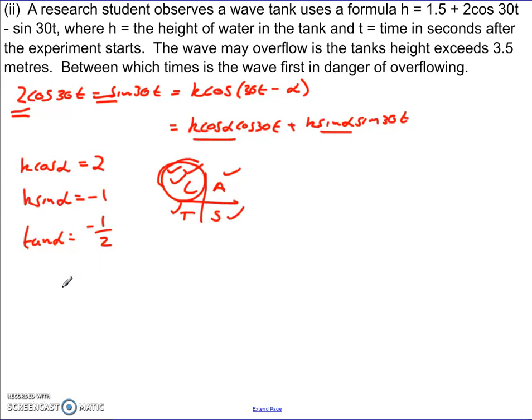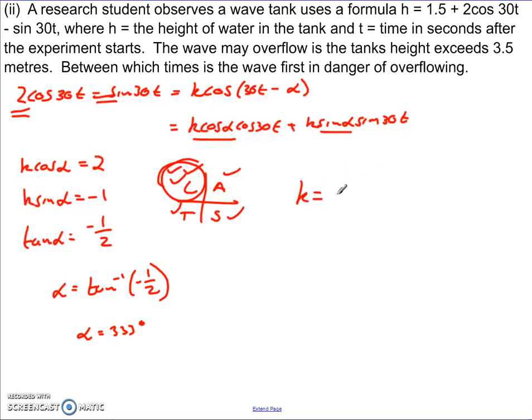So tan alpha equals negative a half. So alpha equals tan minus 1 of negative a half. Again, remember to do this: tan minus 1 of a half gives you a solution, because in this last quadrant, we take it off of 360 degrees. Once we do that, we get an answer that alpha is equal to 333 degrees. Then we can find k.